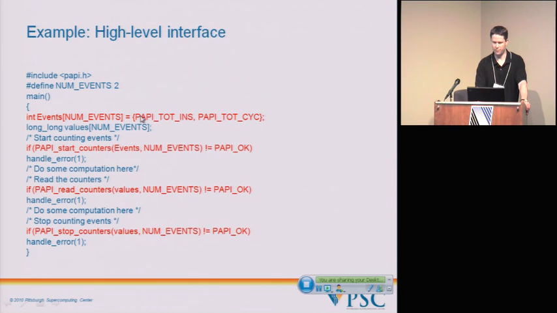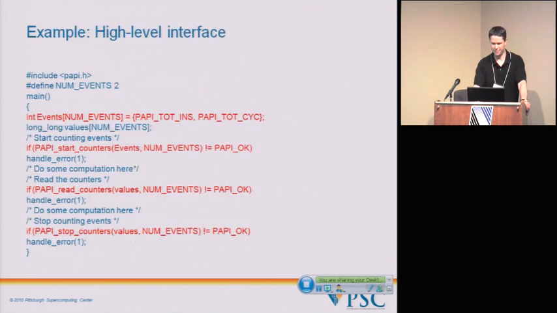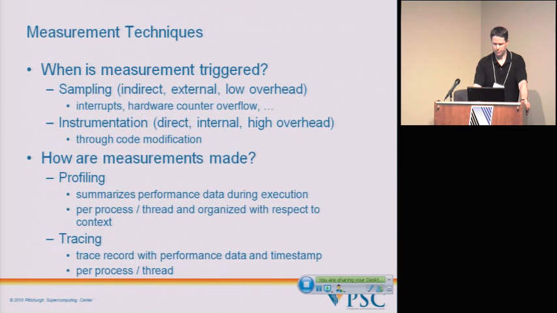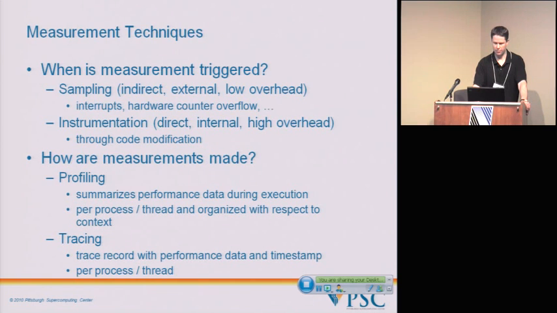And again, you can find these names by issuing this PAPI avail command on the architecture that you want to look at. And make sure you do that on the compute node, because otherwise it might fail or you'll get the wrong counters. So that's just a quick example of how you would do that if you want to get directly at that through PAPI.